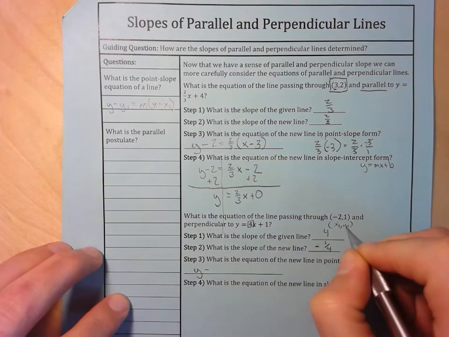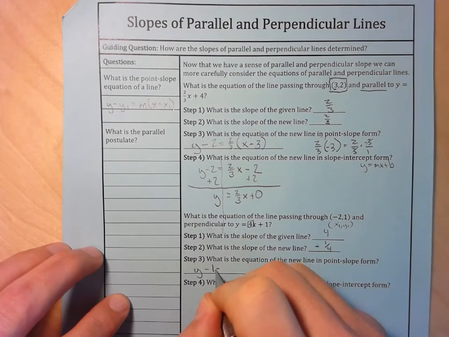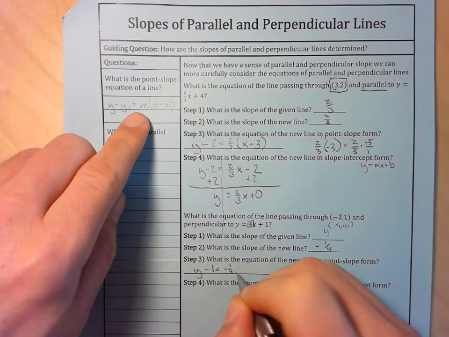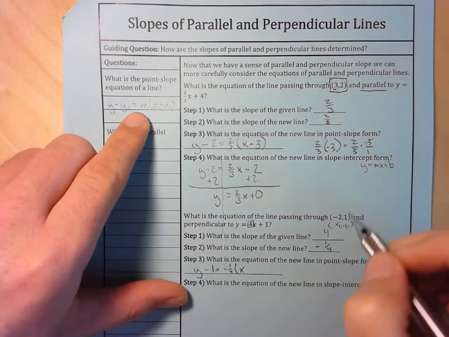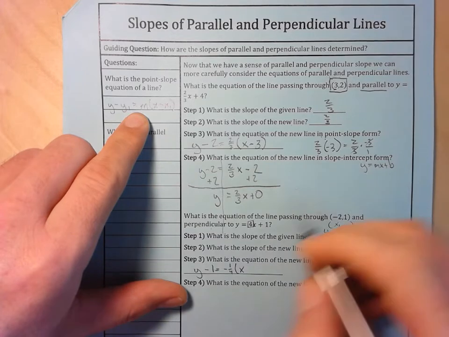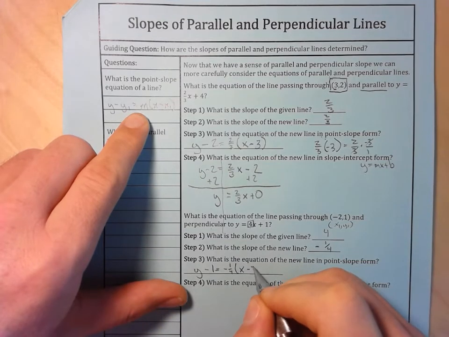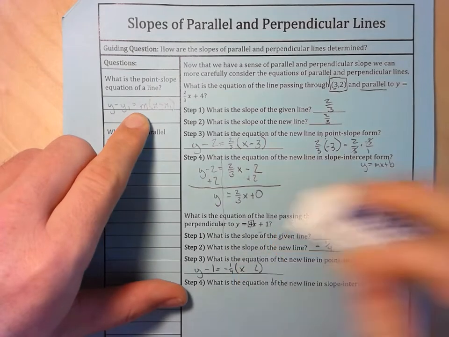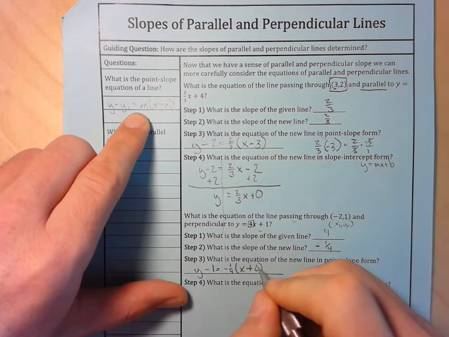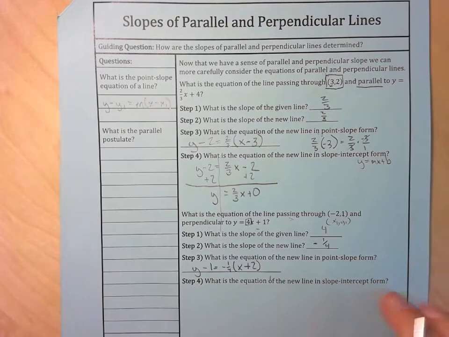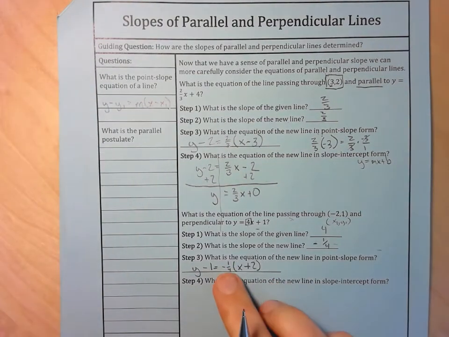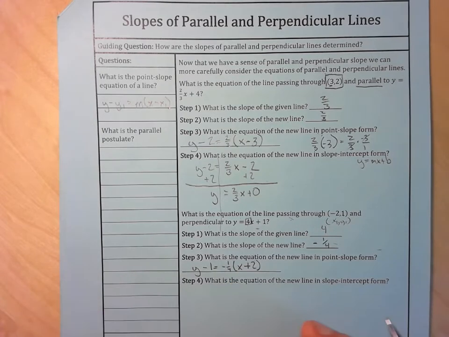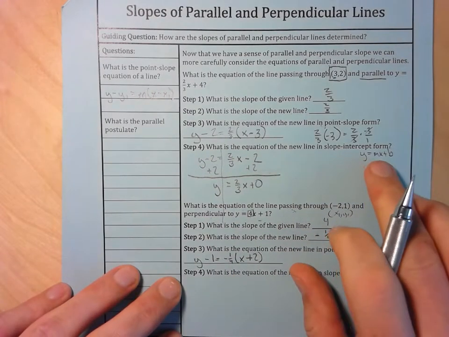Y minus y1, which is 1, equals our new slope, -1/4, times x minus x1, which is -2. So minus -2 would really become +2. So that's x plus 2. And then you've got the point-slope equation. So if you can get that far, that's good. But now we want to convert it to slope-intercept form.